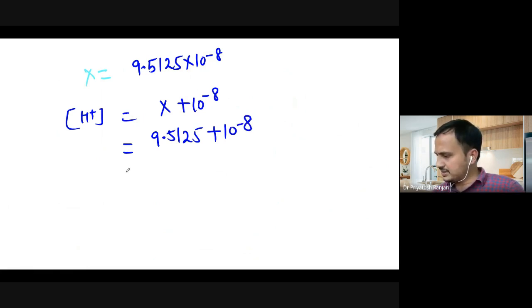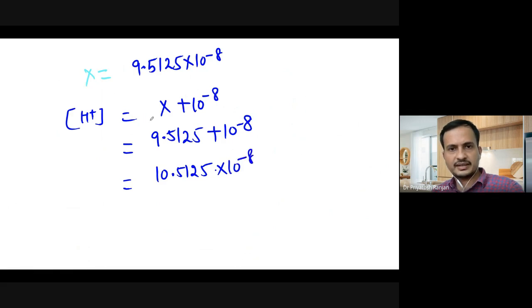I've done the calculation. So what you will get is 10.5125, you can consider up to two digits, into 10 raised to the power minus 8. So this is the value which you are going to get. This is the total hydrogen ion concentration. Now the things are easy.